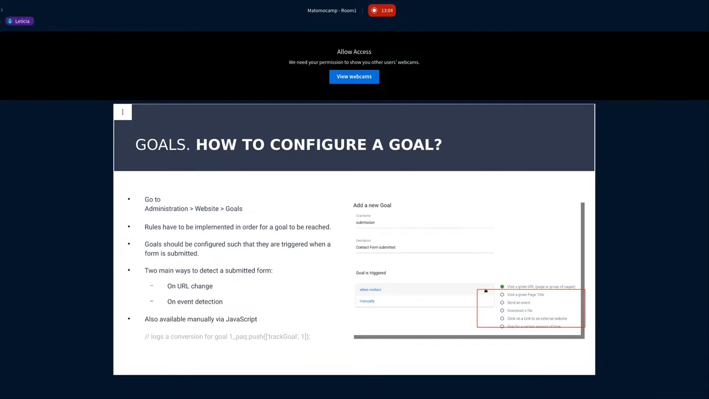Otherwise, it's also possible to implement a goal using JavaScript. We can get even more accurate measurements and fine-tune details for specific websites.